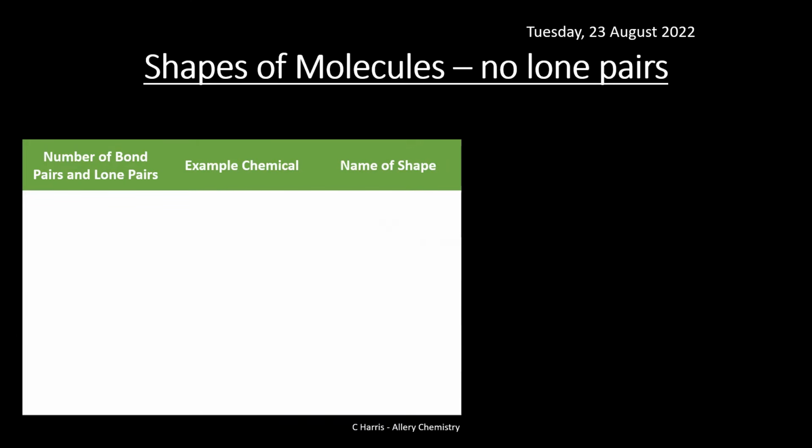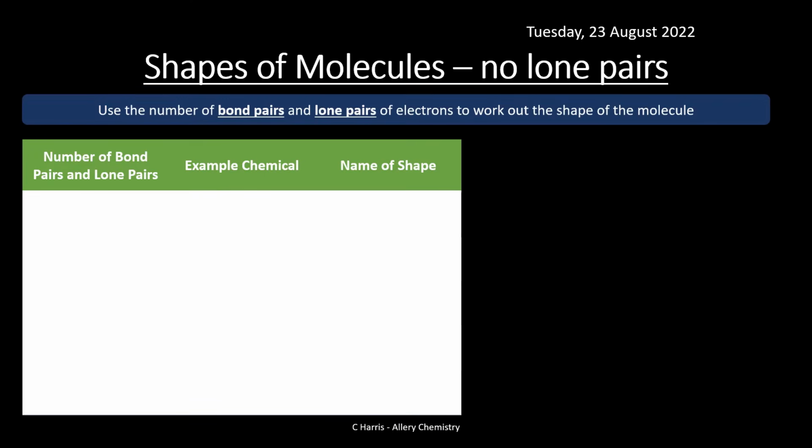Let's have a look at some examples. Now, you really do need to be familiar with these, okay? So hopefully this should make it a bit clearer. We're going to use the number of bond pairs and lone pairs, as we've just seen before, to work out the shape of the molecule. Okay, so let's have a look at the first one.